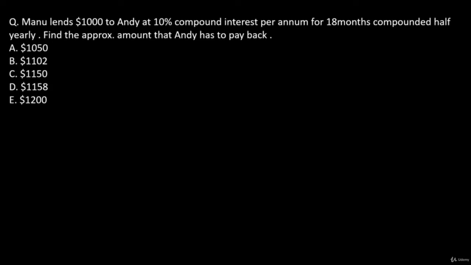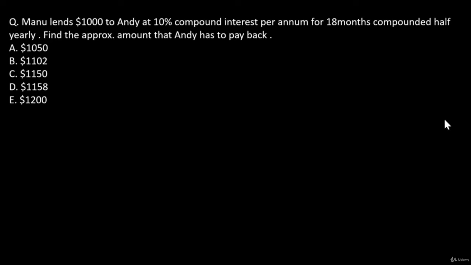Hi students, let's do this question. Manu lends $1,000 to Andy at 10% compound interest per annum for 18 months, compounded half yearly. Find the approximate amount that Andy has to pay back. Alright, so pause the video and go ahead and solve this question on your own, and then we'll solve it together. Alright, we're back. I hope you've been able to solve this question.